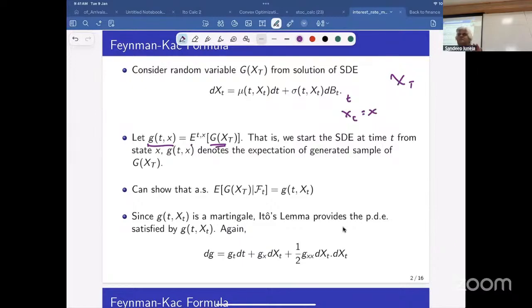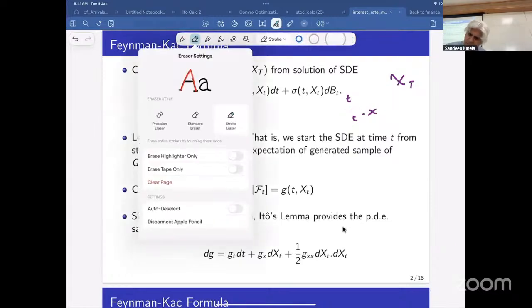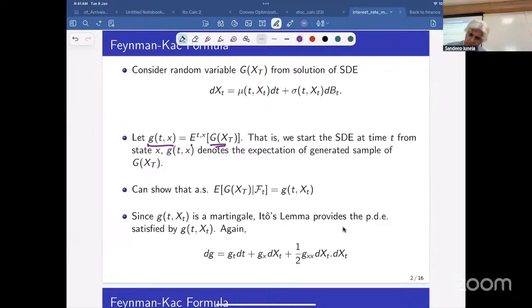I have this SDE, which is basically a recipe that I can start at any time at any state, and it will give me a probabilistic process after that, a stochastic process. The result, which is technical, kind of obvious intuitively, but to show it requires a lot of work. It's not just using standard machinery anymore. That is, if we start the SDE at time t from state x, G(t,x) denotes the expectation of g(X_T). We can show that the conditional expectation, which is an F_t measurable random variable, is given by this G(t, X_t).